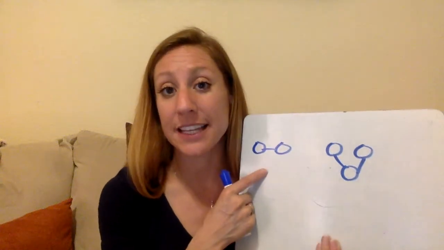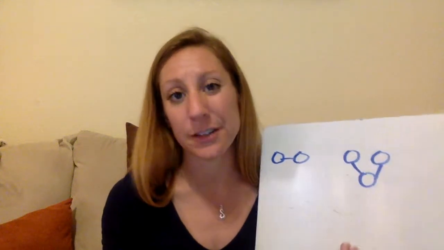Drawing a picture really does help, because here I have 2 vehicles, 1, 2, 1 bike, 1 trike, and 1, 2, 3, 4, 5 wheels. That's why I draw them like this, is to represent the wheels so I can count them. Okay, so go ahead, try that out. If you have any questions, let me know.